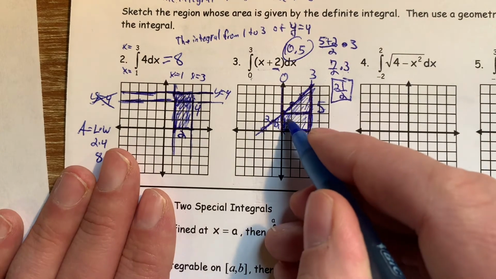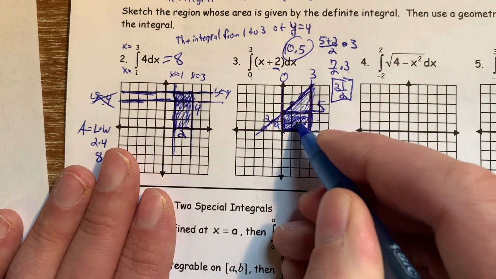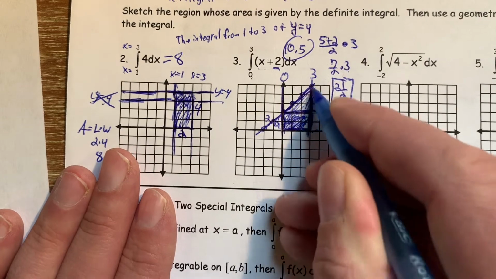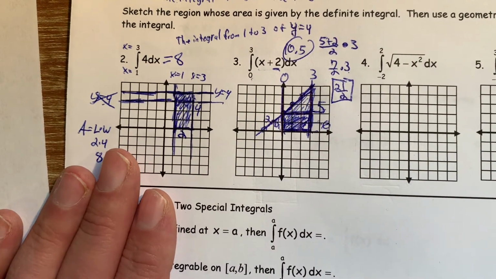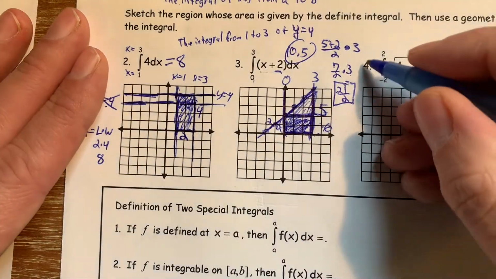And you would have gotten that same answer if you had found the area of this rectangle plus the area of this triangle. The area of the rectangle is 6, the area of the triangle is 4.5, and you would have added it together to get 10.5. And that's a fine way to do it as well.